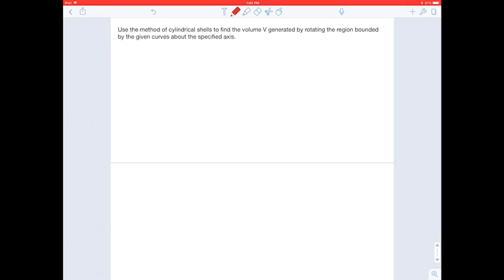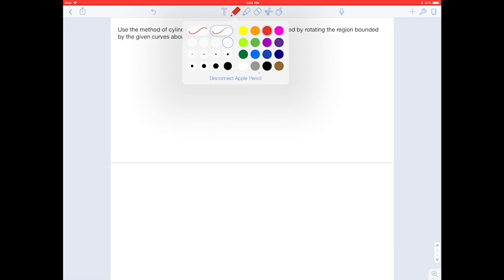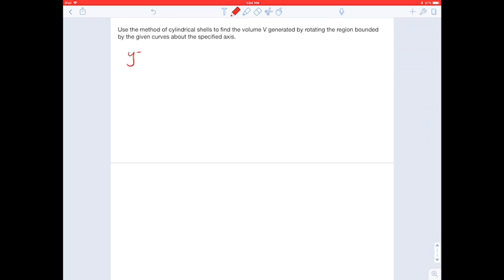Use the method of cylindrical shells to find the volume V generated by rotating a region bounded by the given curves about the specified axis. We do have a curve y equals 8x minus x squared. That's a parabola, open down, because the leading coefficient is negative. And the second curve is y equals 12, just the horizontal line at the level 12.